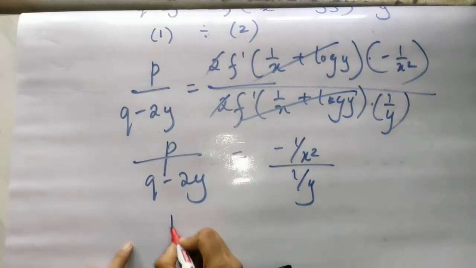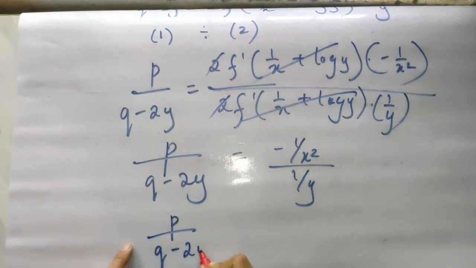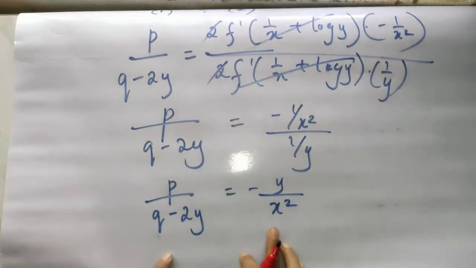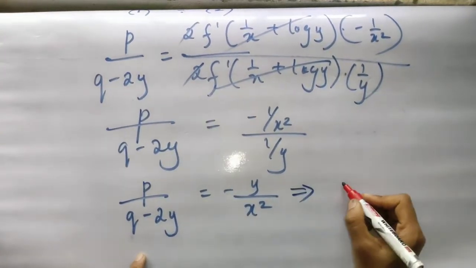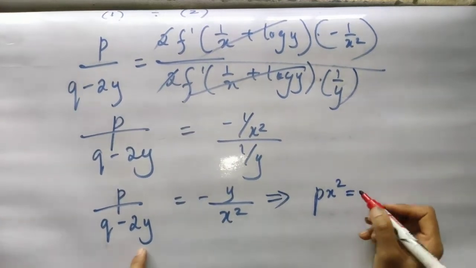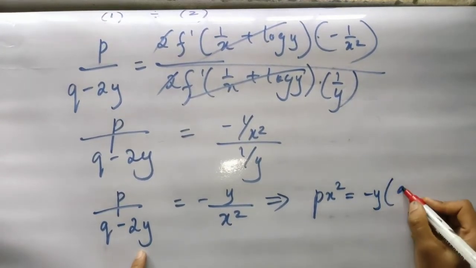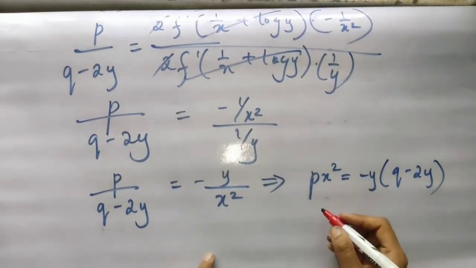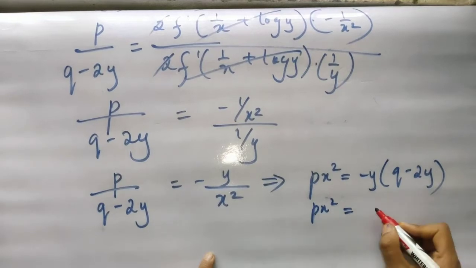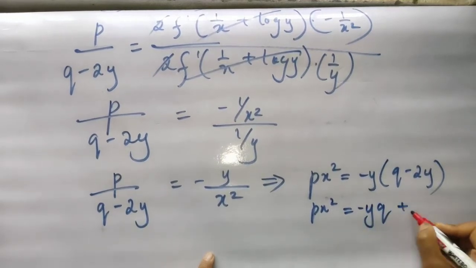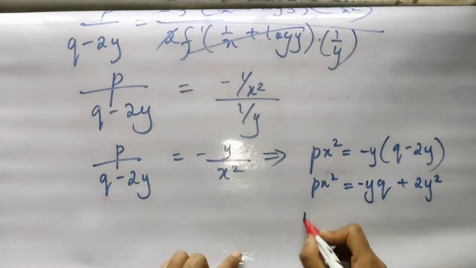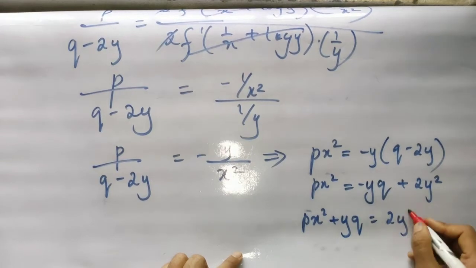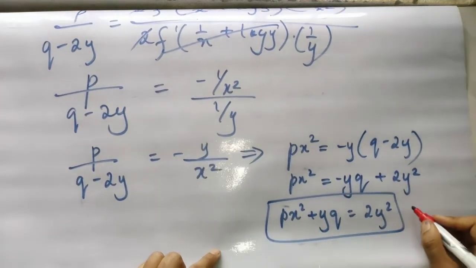Or if you further simplify this, p divided by q minus 2y is equal to y divided by minus x square. Simplify the terms. So this implies px square is equal to minus y into q minus 2y. Okay, you will get it something like this. Or px square is equal to minus yq plus 2y square. Or px square plus yq is equal to 2y square. This is the required PDE.